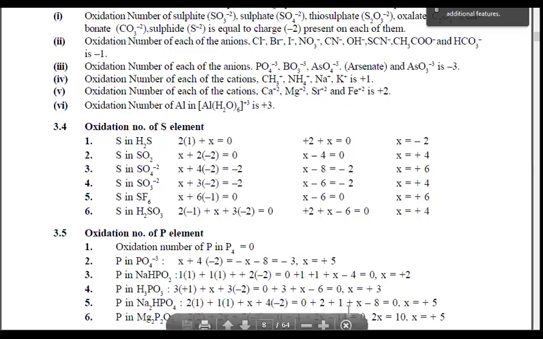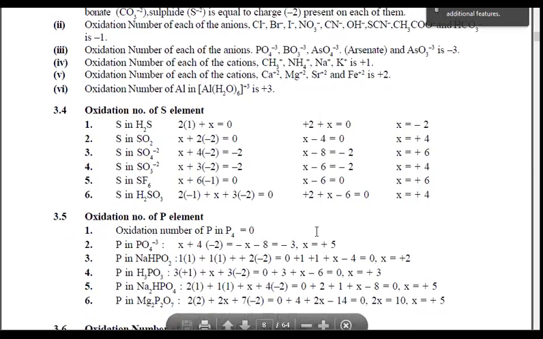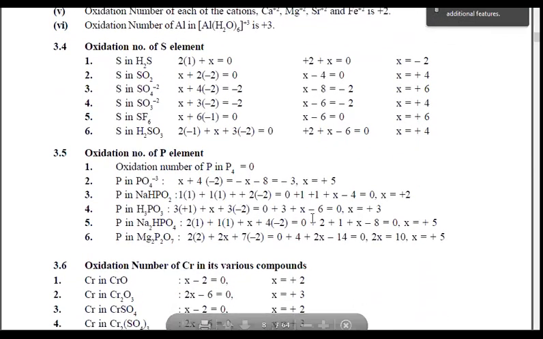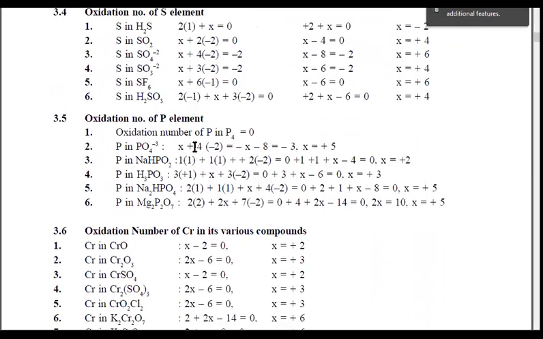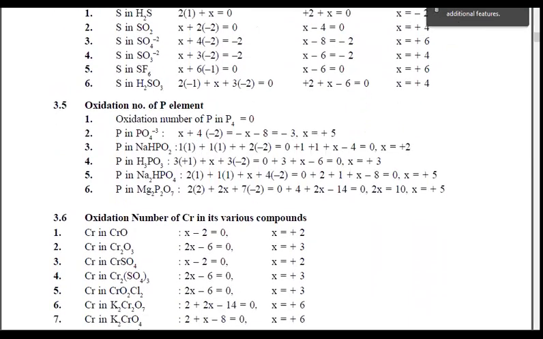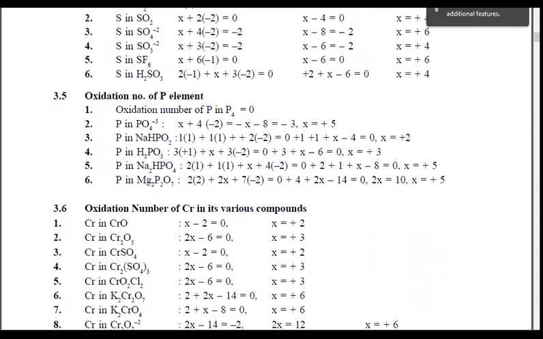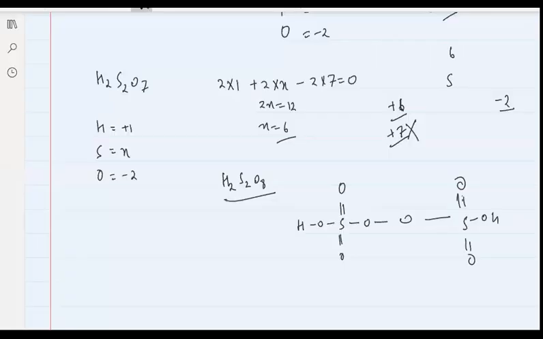Okay, everyone. Very good. So, see this. Now, the oxidation number of sulfur, phosphorus, again chromium, you don't have to remember. You can calculate easily, yes or no. Okay, let's solve one more. CrO2Cl2. It is called chromyl chloride.